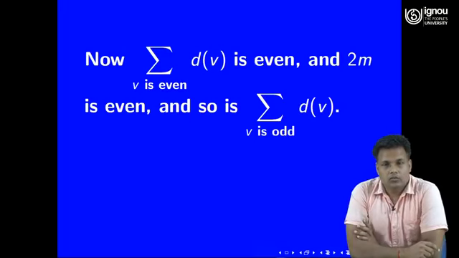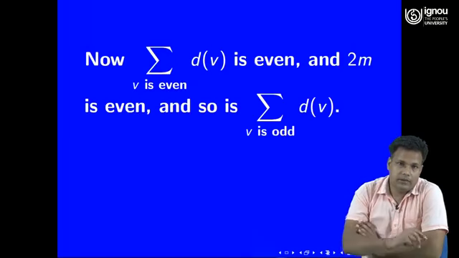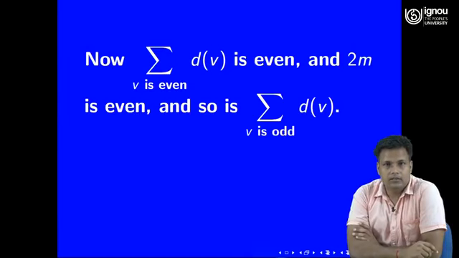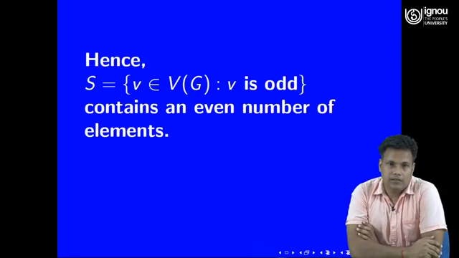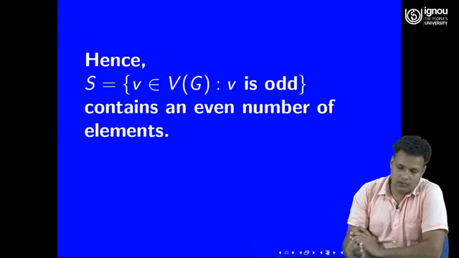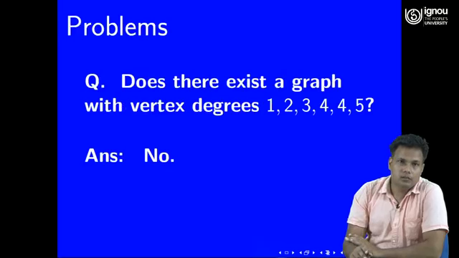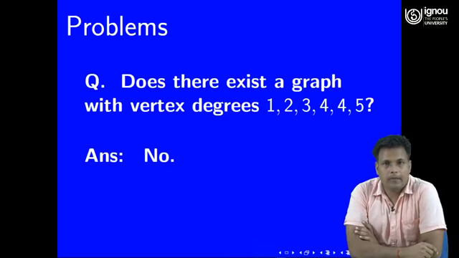So now what does this mean? Sum dV is even where V is an odd vertex, that is, the set S which contains all the odd vertices must have an even number of elements, and therefore this proves that every graph has an even number of odd vertices.